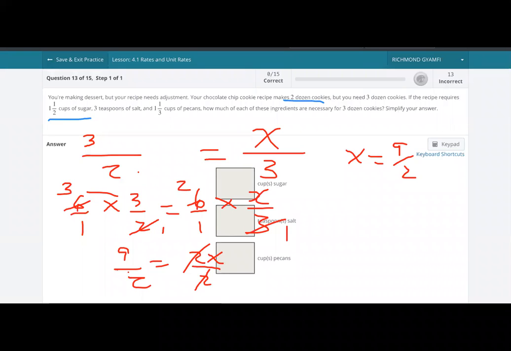Again, 2 goes into 9 how many times? 4 times. 2 times 4 is 8. If I subtract that from 9, I have 1 left over 2. So it means that I'm going to use 4 and a half teaspoons of salt for 3 dozen cookies. And then the last one, I'm not going to do because at this point we should be able to set it up. Again, if you have any questions about this, send me an email.